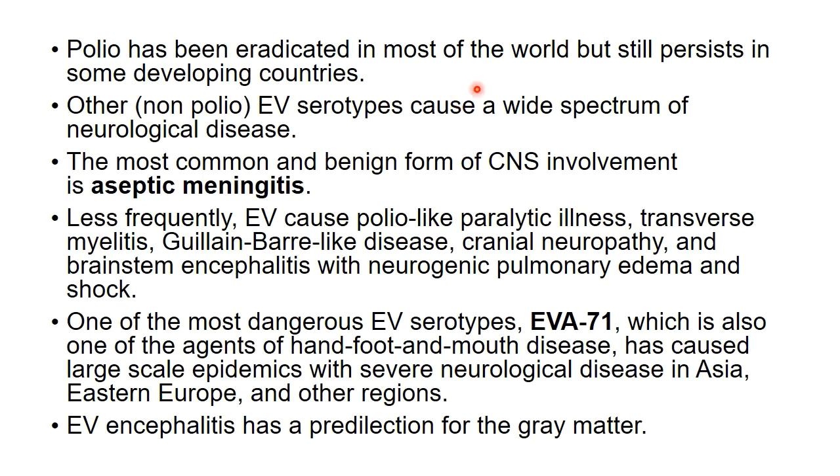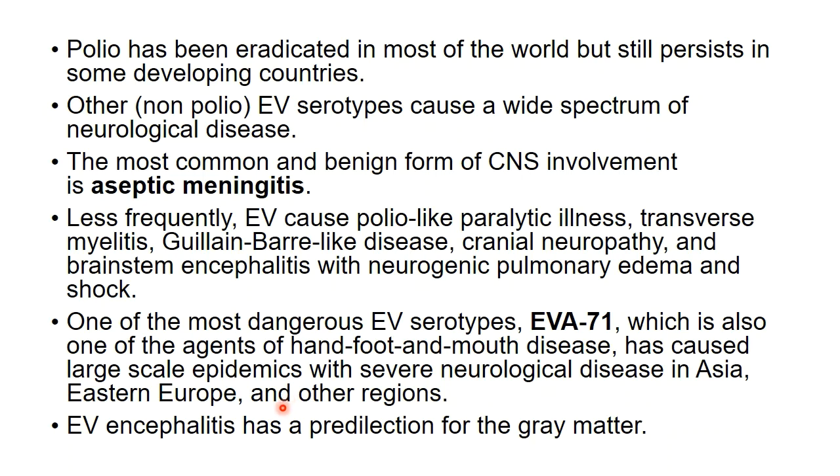Now, polio has been eradicated from the world, as we all know, and there are some other non-polio enterovirus subtypes or serotypes for that matter, which cause a wide spectrum of neurological diseases. The most common and benign form of CNS involvement is an aseptic meningitis, and less frequently enteroviruses can cause paralytic diseases, transverse myelitis, Guillain-Barré syndrome, cranial neuropathy, and brainstem encephalitis. One of the most dangerous enterovirus serotypes is EVA71, which is also one of the agents responsible for hand, foot, and mouth disease.